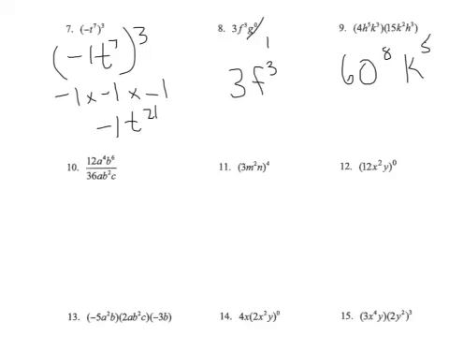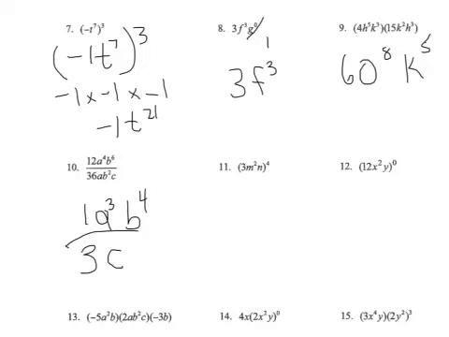Number 10, we're going to reduce the fraction. 12 over 36, if you reduce that by 12, you have 1/3. And for the a's, 4 on the top and 1 on the bottom, so you have 3 on the top when you subtract. For the b's, you have 6 on the top and 2 on the bottom, so there are 4 left on the top. And you just have a c on the bottom, so that needs to stay in your answer because there's no way to simplify that.